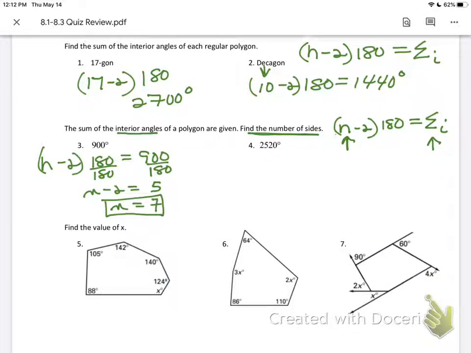Okay, the next one, same kind of setup. N minus 2 times 180 has to equal 2520. You should be finding n to be equal to 16.